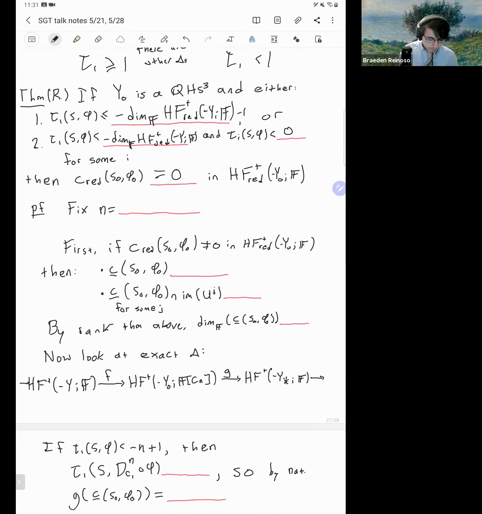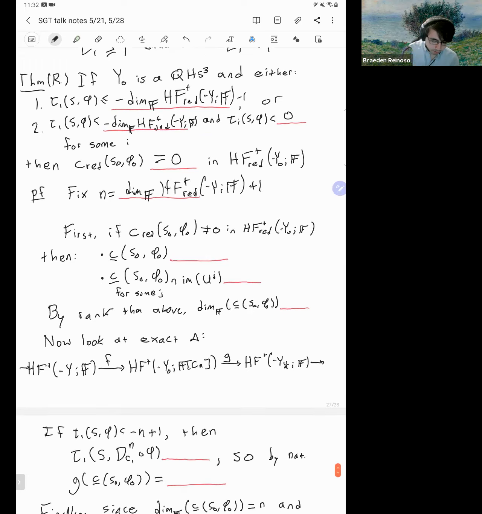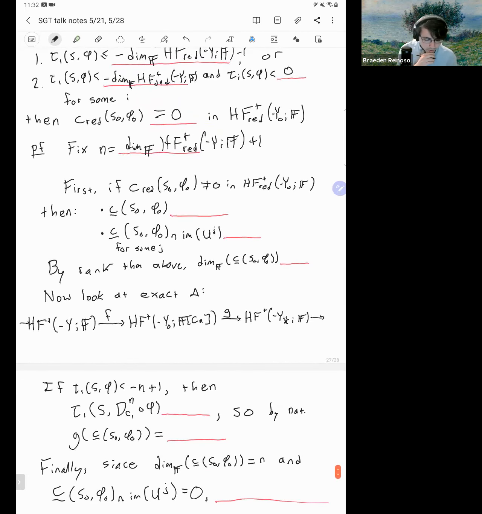Okay, so how does the proof go? So we're actually going to fix here that n is going to be this dimension, dimension over F of HF plus reduced of minus Y_F plus 1. And now notice that for the sake of contradiction, if your reduced contact invariant of your capped off open book is non-zero in the reduced Floer homology, then two things happen.